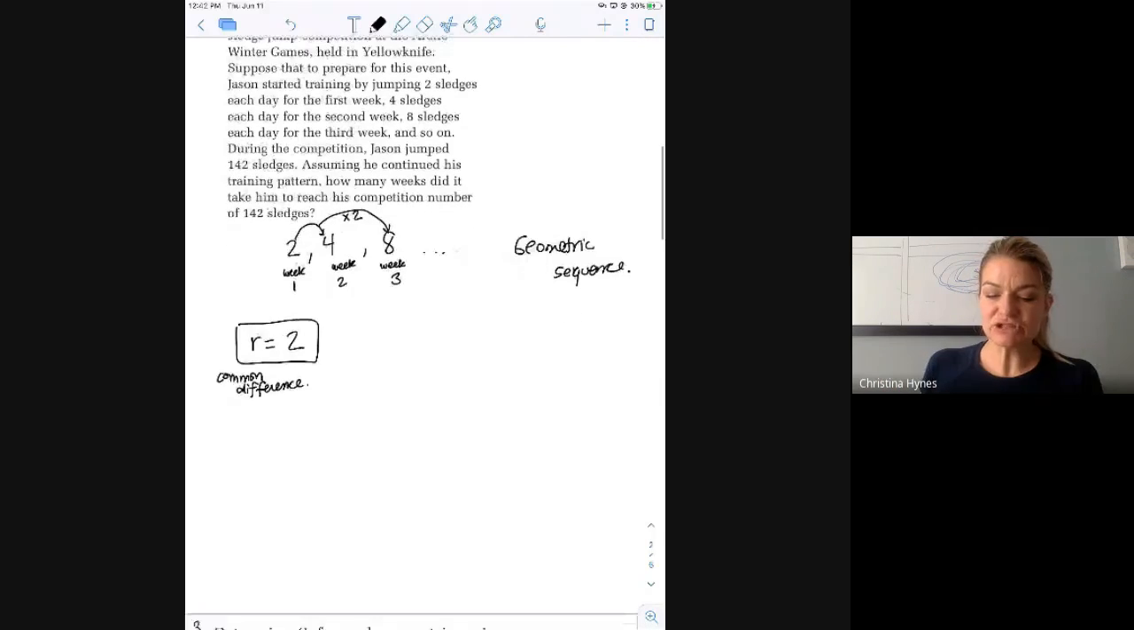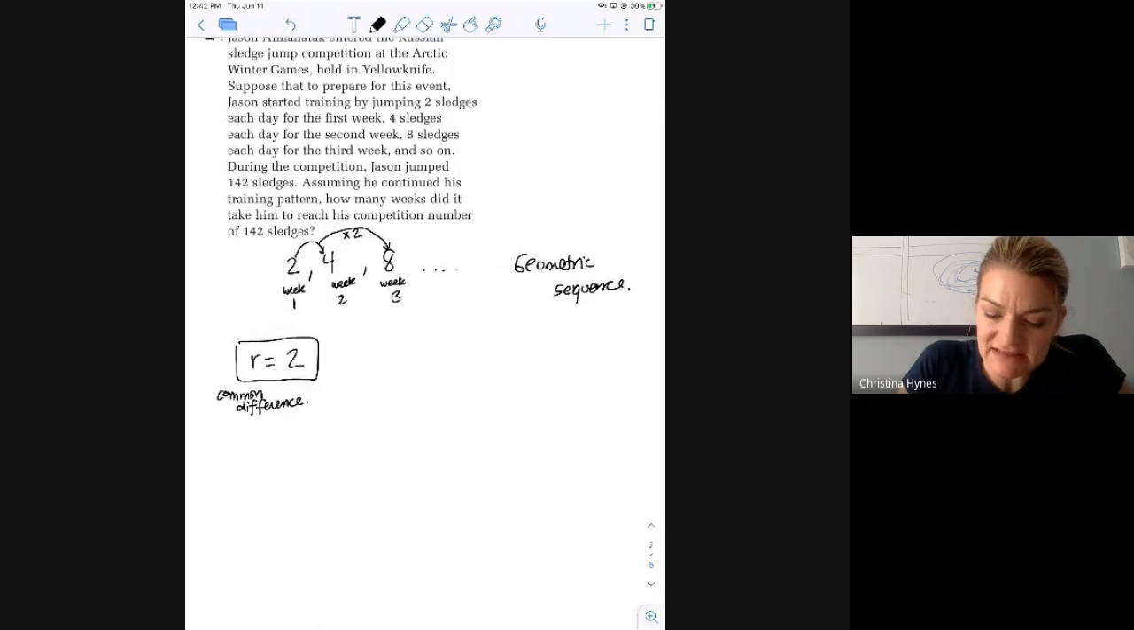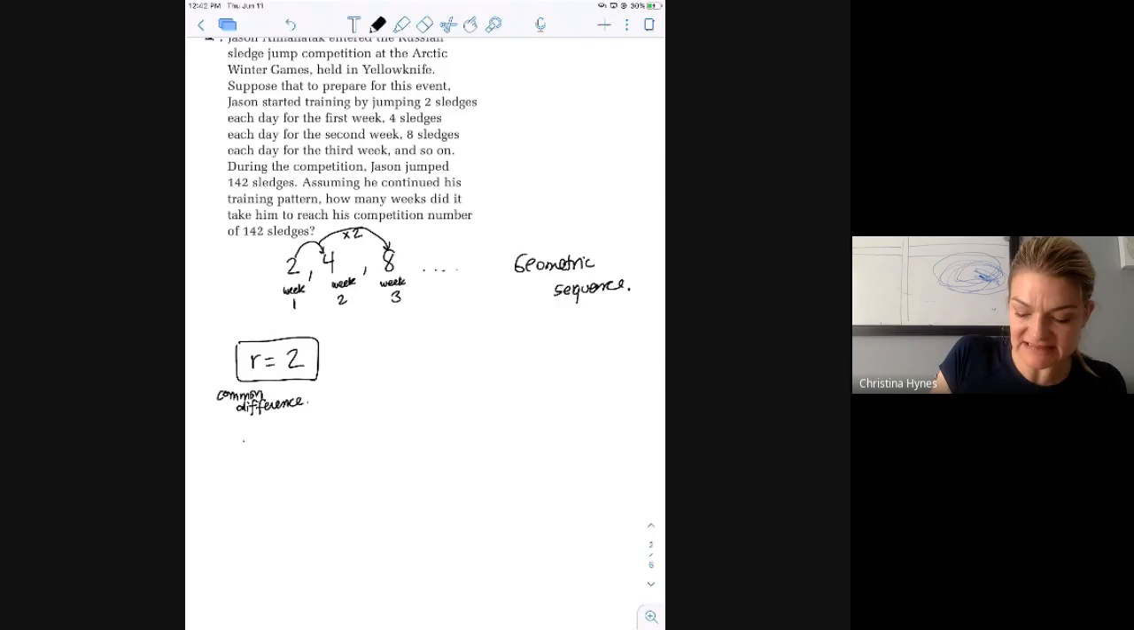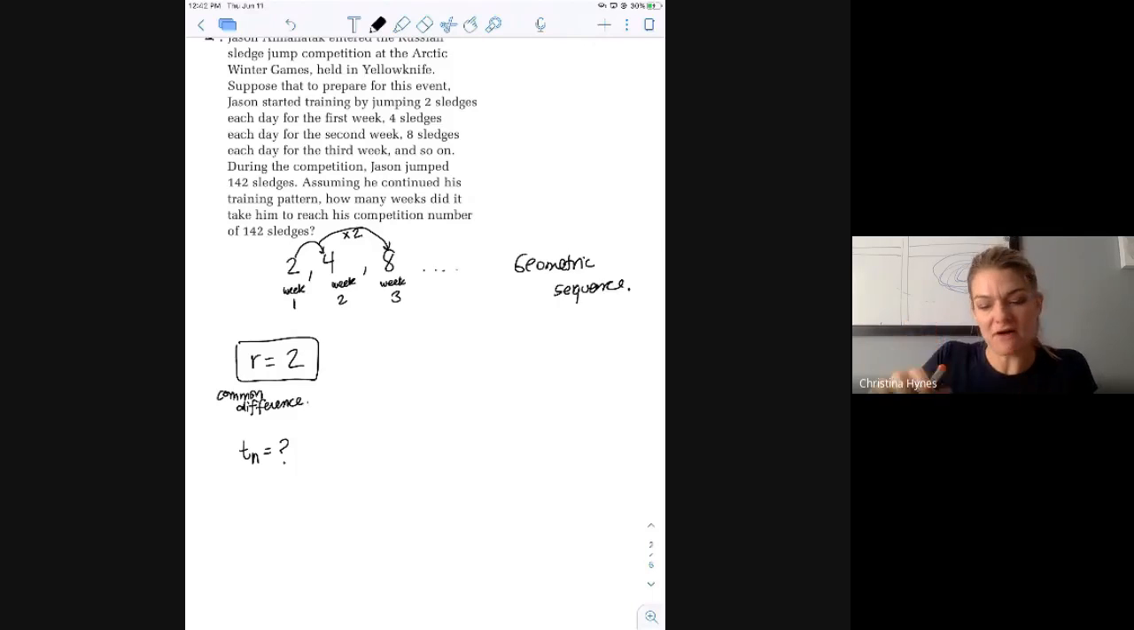Okay, so once you find your R value, they're also telling us during the competition, Jason jumped 142 sledges. So we want to know at what week did he reach 142. So what we're trying to find is Tn. We don't know what week that occurred in. So we're trying to find out what number in the sequence would be 142. So that's our question right now.